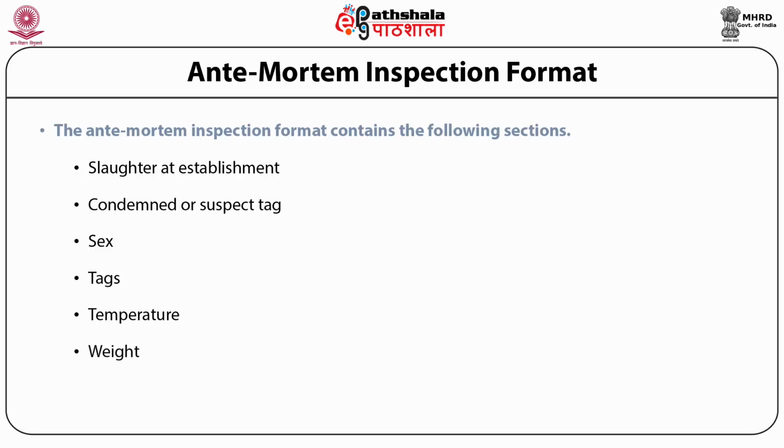Weight section. It estimates the animal weight in kilograms. Average weight is also a measure of quality and quantity of a meat animal. Lastly, there is a remarks section. The veterinary inspector should complete the remarks section after deciding the ante-mortem disposition and then sign and date the format. The remark should mention whether permission is given for the animal to pass for slaughtering or not.